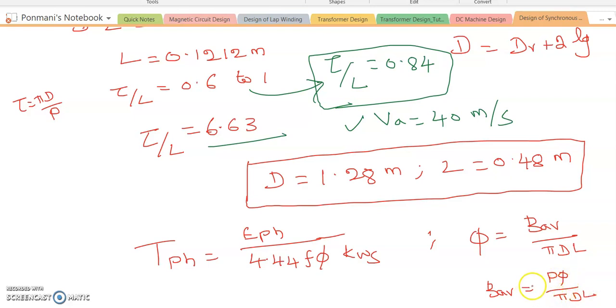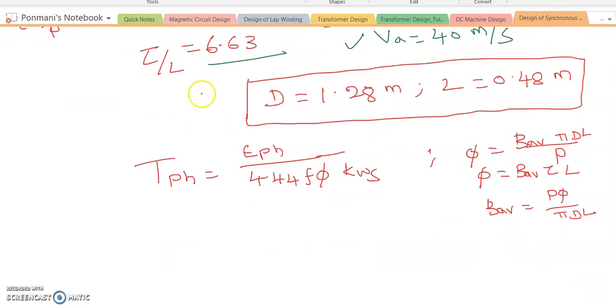So phi is equal to B average into pi d L divided by P. Pi d by P is tau. So phi is B average into tau into L. That is the equation to find this phi. On substituting, we can calculate the phi value from this equation. We are getting 0.11 Webers.